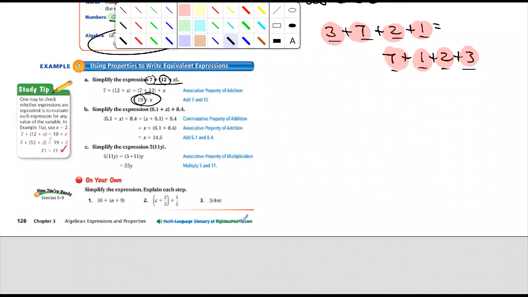Let me write my own here. What if I wrote 7 plus 3 plus a? And I said to simplify that expression.